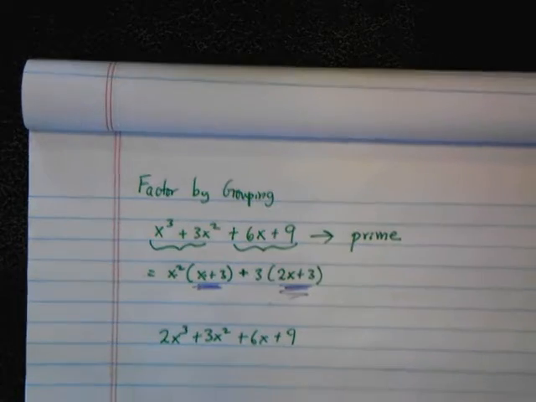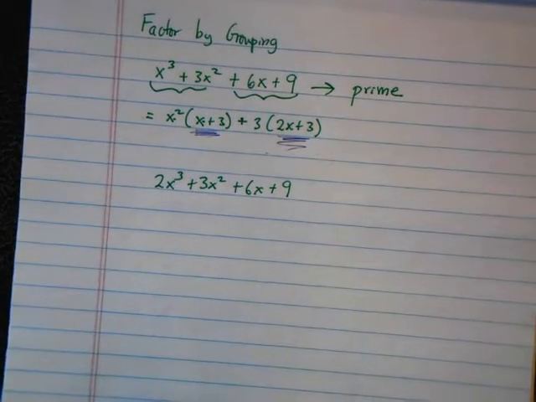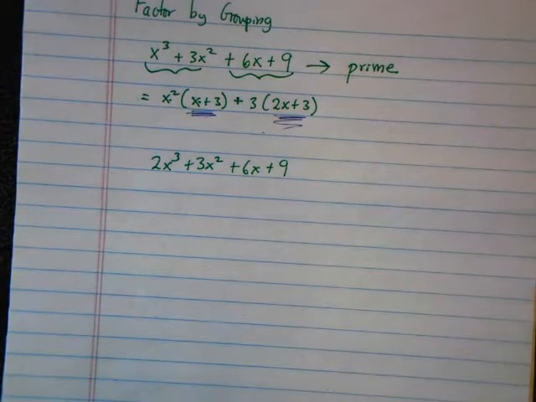Once again, I notice I have 4 terms. I look for a GCF. The only GCF is the number 1. That's the only thing that divides all of them. Doesn't do me any good. No GCF. Okay. No GCF, that's fine.